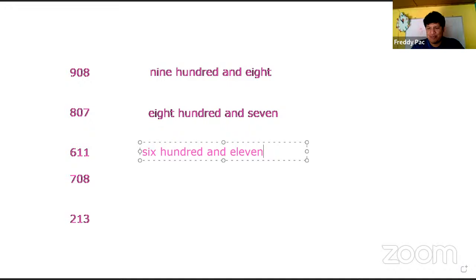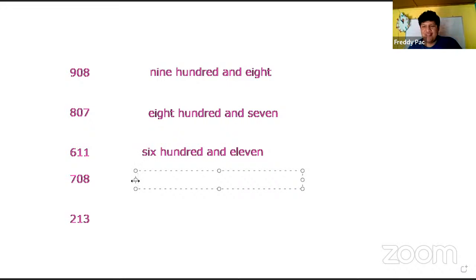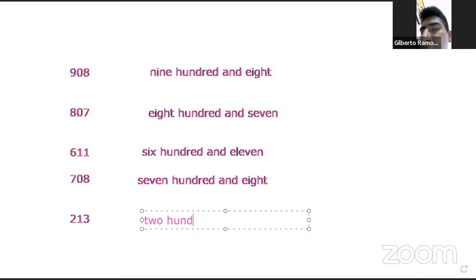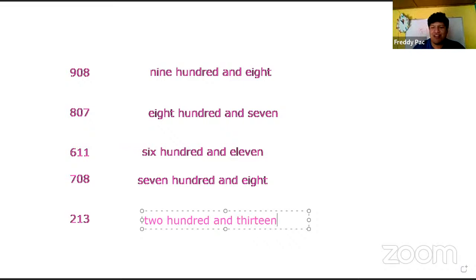And what about this one? Let's see who wants to participate. Allison. 708. Excellent. 708. Very good. And what about this one, Gilberto? 213. That is correct. You see? Not difficult, guys.